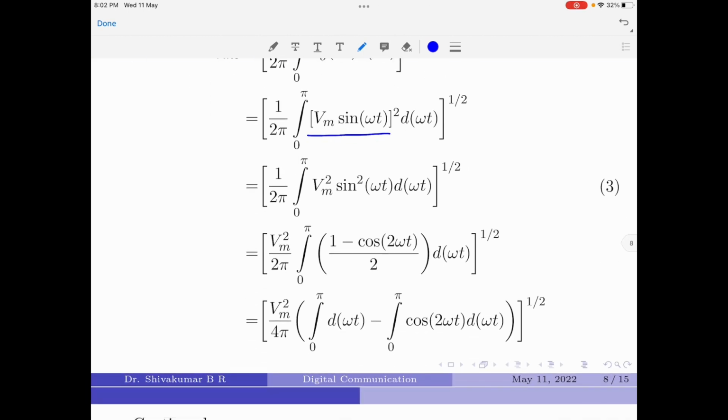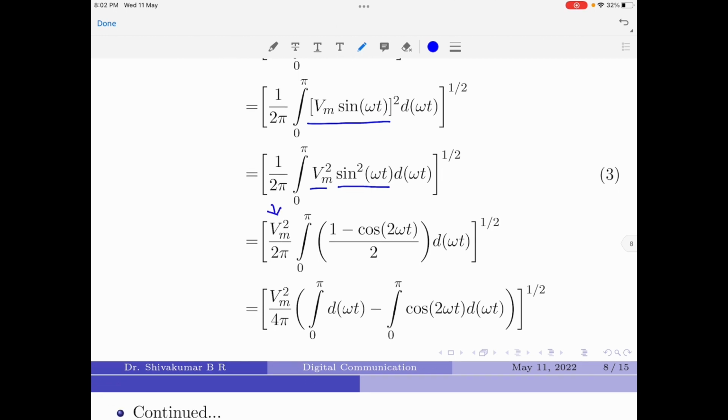I'll apply the square here. So this will become Vm square multiplied by sin square omega t. Other values are retained in the equation. I will take Vm square towards the constant side. So this will become Vm square divided by 2 pi multiplied by integral 0 to pi sin square omega t. However, sin square omega t cannot be directly integrated. So I will write sin square omega t as 1 minus cos 2 omega t divided by 2.